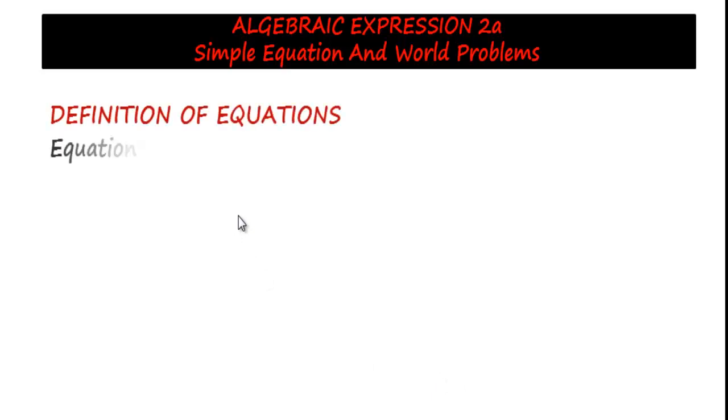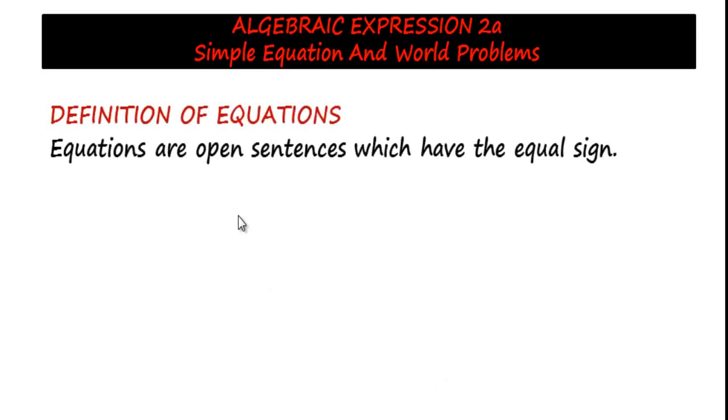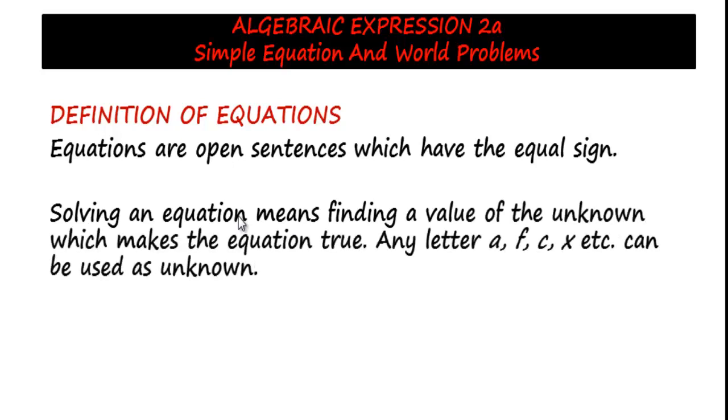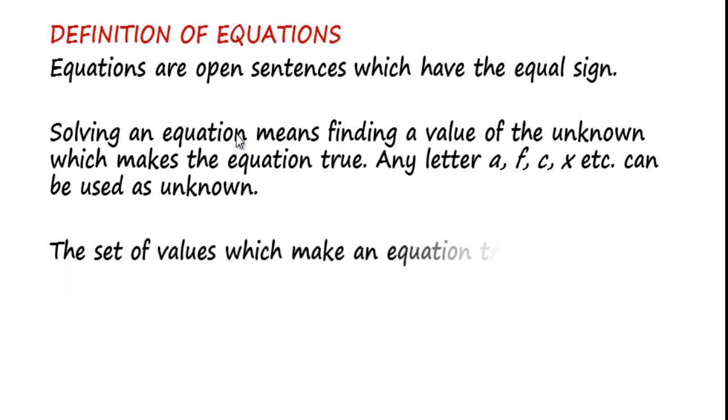Now, definition of equations. Equations are open sentences which have the equal sign. Are you following? Solving an equation means finding a value of the unknown which makes the equation true. Any letter like A, F, C, X, etc. can be used as unknown. When you don't know it, you can represent it by any alphabet. The set of values which make an equation true is called the true set. Now, let's move forward. You will know better.